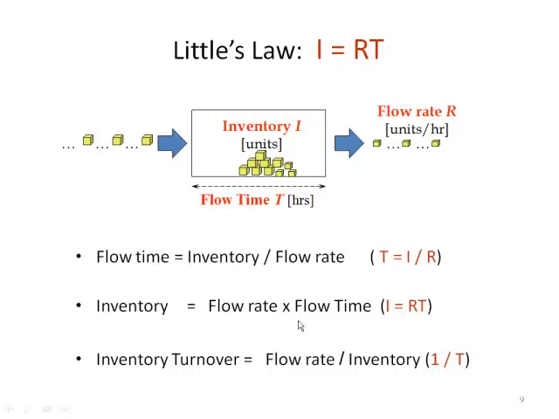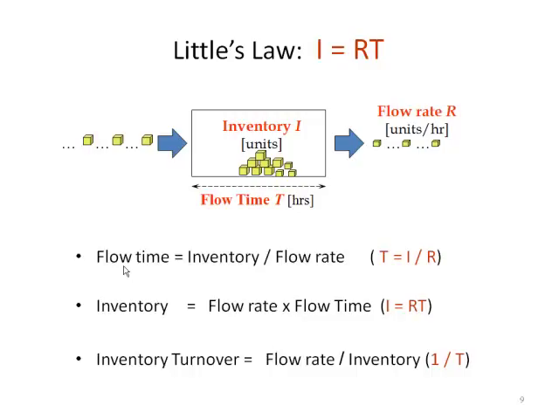To give you an example of how we might use flow rate and flow time to calculate inventory, what if I told you that the flow rate was 20 units per hour and the units were spending 2 hours in the system? So we take the 20 per hour times 2 hours in the system to figure out that the inventory must therefore be 40 units. So we can calculate flow time if we know what the inventory and the flow rate are. We can calculate inventory if we know what the flow rate and the flow time are. And finally, we can calculate something called inventory turnover as a reciprocal of the flow time.